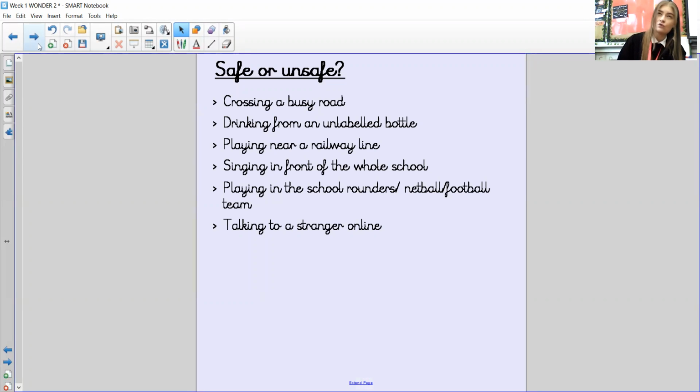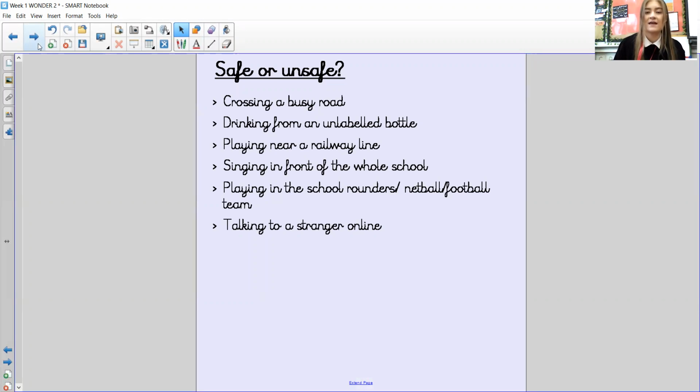Singing in front of the whole school, I would say that although you might feel nervous and maybe feel negatively about it, it's not an unsafe thing to do. I would say it's a safe thing to do. School is a safe environment for you to have a go at singing in front of it, whether it's something you are anxious about or something that you are very confident with.